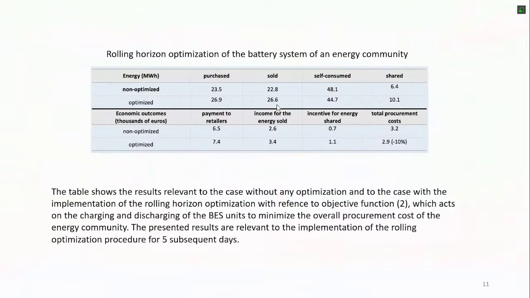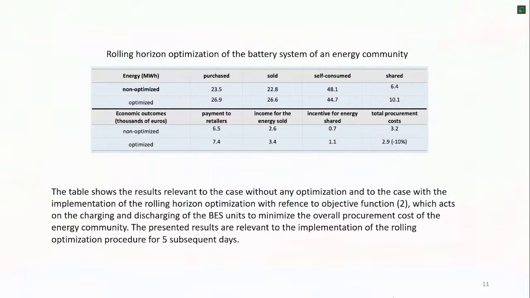If there is no optimization, then there is this amount of energy. With the optimization, you see that the energy that is purchased and also sold is increased. This was unexpected, because we thought we needed to reduce it. But it also reduces self-consumption. Many of the users, instead of providing power to themselves, prefer to sell the power to the neighbor, and so on. So that is the mechanism.